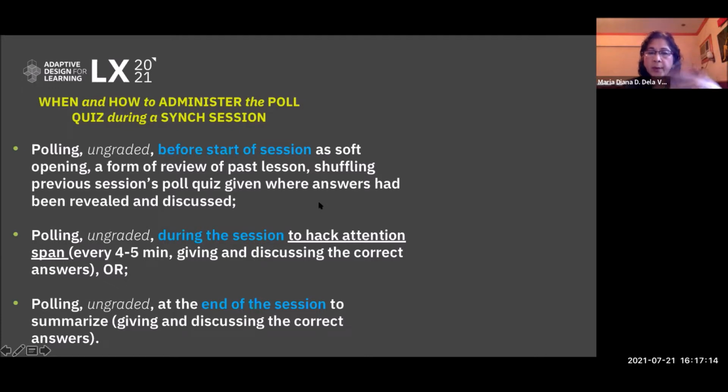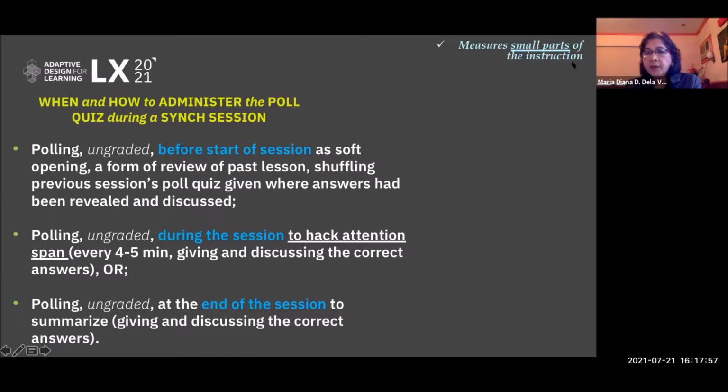You go back to the previous poll that you have given, shuffle it, or rephrase how the questions were formed in the original quiz, so that it becomes a review. When you launch it during the session, it hacks attention span. Every 4 or 5 minutes, or every so many slides, you give them poll questions and then give the answers afterwards. You may also give them at the end of the session to summarize. After you have given all your lecture, give a poll quiz at the end, give the answers, and of course, you should be giving the explanations to the answers.